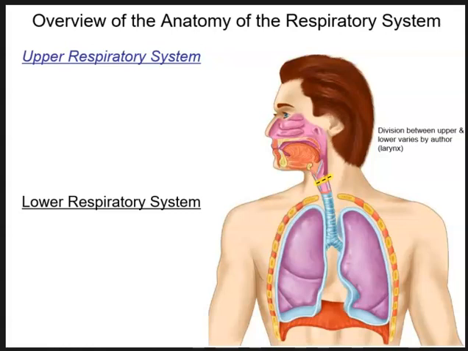So as covered in lecture, here is an overview of the anatomy of the respiratory system. The respiratory system can be divided into an upper respiratory system as well as the lower respiratory system. This division is actually pretty important because clinically, when you're trying to describe an infection or a disorder, you can say the patient has an upper respiratory tract infection versus a lower respiratory tract infection. So you have an idea of where the infection or the disorder is located.